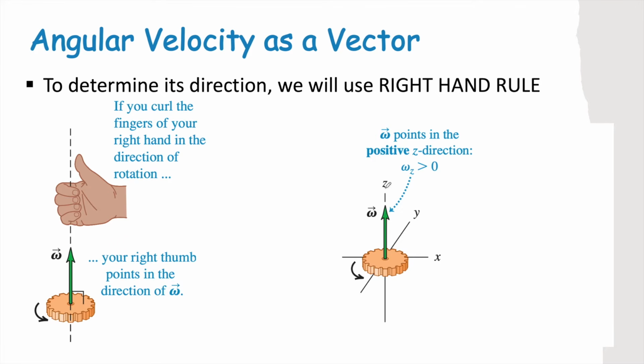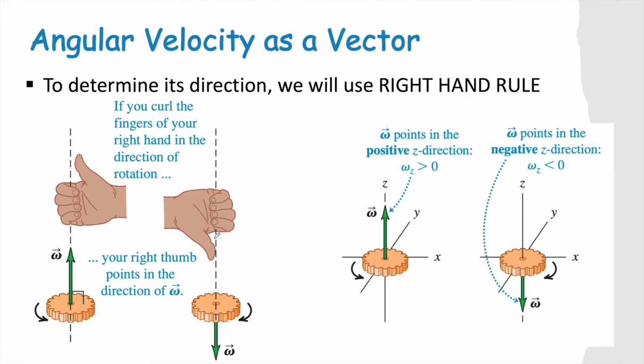But if the rotation is reversed, the curl of your fingers is the direction of rotation, and the thumb is the direction of the angular velocity. Since the direction of rotation is opposite, the direction of your thumb is also opposite. So meaning to say, your omega is towards the negative z direction. Take note that the subscript z here does not mean that the particle is moving along z, but rather the axis of rotation is along the z-axis.